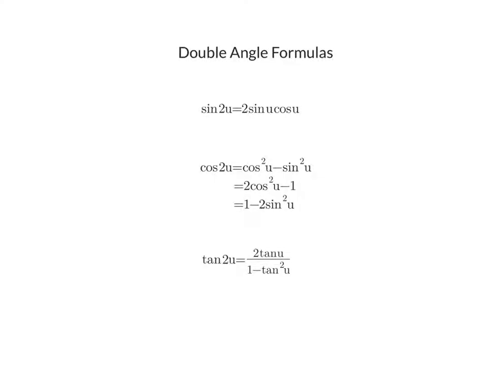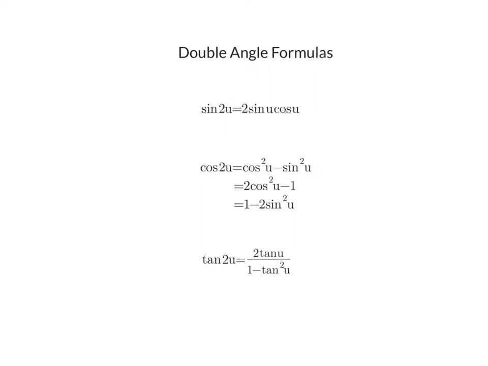So here are the double angle formulas. Sine 2u is 2 sine u times cosine u. Cosine of 2u can mean two things. It could be cosine squared u minus sine squared u, or you could use the Pythagorean identity to get 2 cosine squared u minus 1, and also 1 minus 2 sine squared u. And then tangent of 2u would be 2 tangent u divided by 1 minus tangent squared u. So cosine actually has 3 different ways that you can approach it, but we'll take a look at those as we approach.